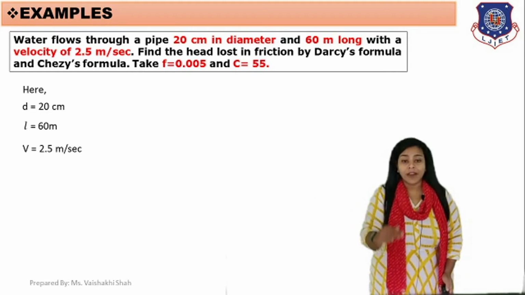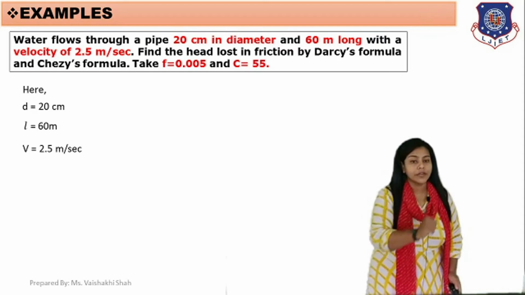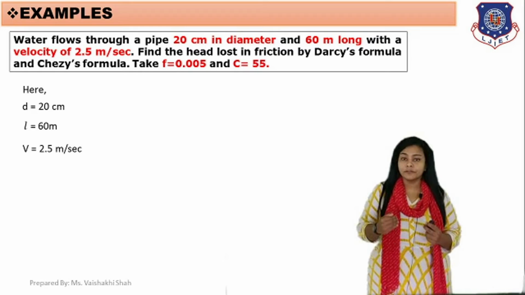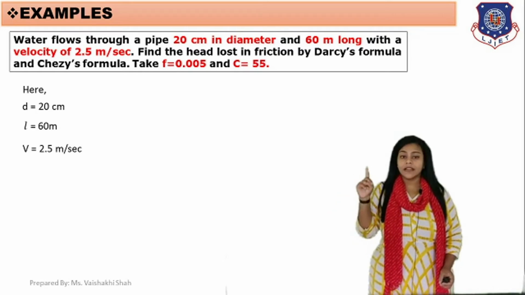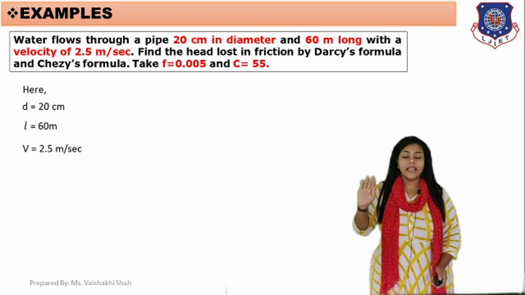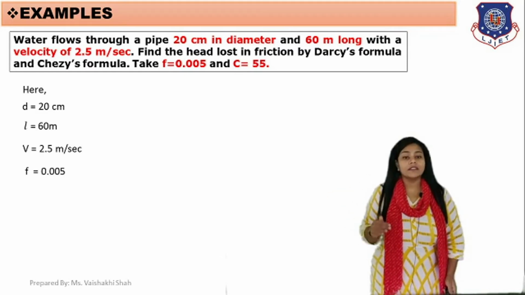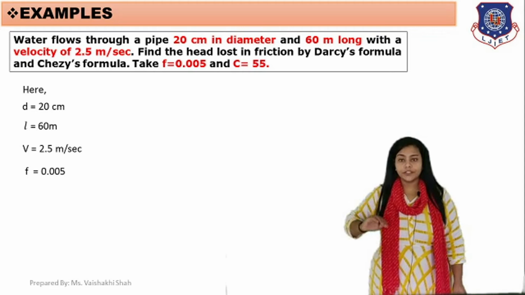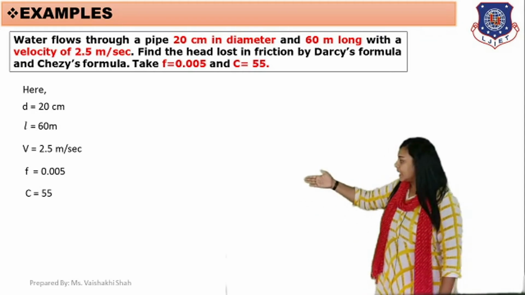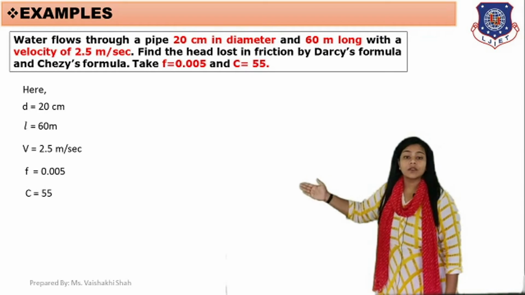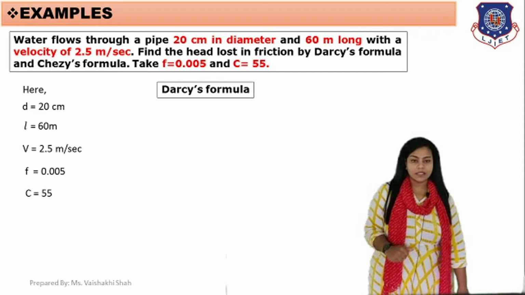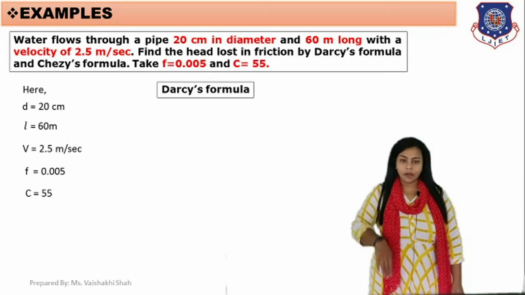And we have to find the head loss due to friction. So here we have to find hf, head loss due to friction, by two methods, Darcy's formula and Chezy's formula. Here f is given. f is your friction factor, which is 0.005, and again C is given. C is Chezy's constant. Now first of all we solve this example by Darcy's formula.